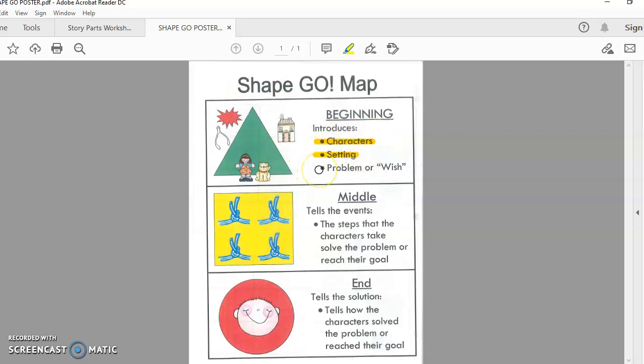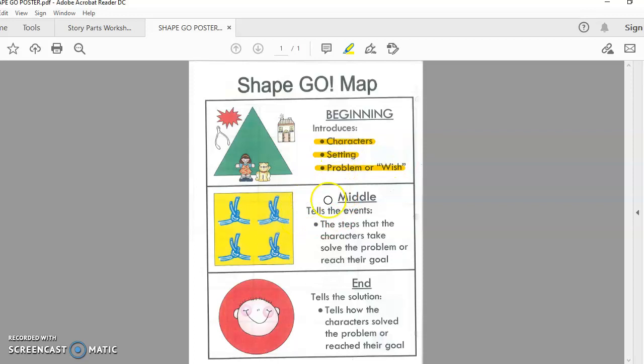Now, think about the problem in that story. What did the grasshopper want? What was his wish? And maybe why didn't he get it? What was the problem? So the problem, or the wish, was that the grasshopper wanted new foods. He was bored of eating the same old thing every day, right?